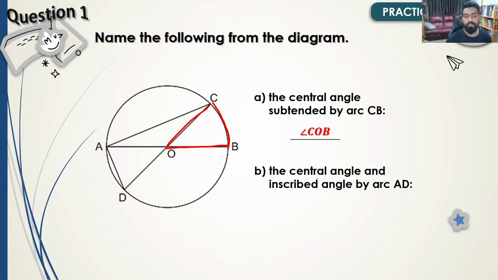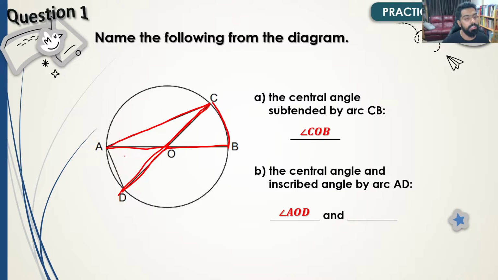The next one, the central angle and inscribed angle by arc AD. All right, so we have arc AD. So our central angle will start from A, go to the center and come back to D. All right, guys, so what angle will that be? It will be angle AOD, right? And the inscribed angle will start at D, touch a part of the circle, which is C right here, and come back to D. So in this case it will be ACD. All right, guys, it will be ACD.